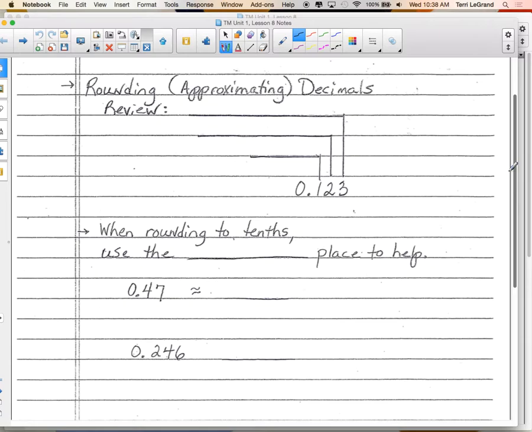What are those place values? What place value is the 1 in? What place value is the 2 in? And what place value is the 3 in? And there's a line above each of them to do that, just like yesterday.